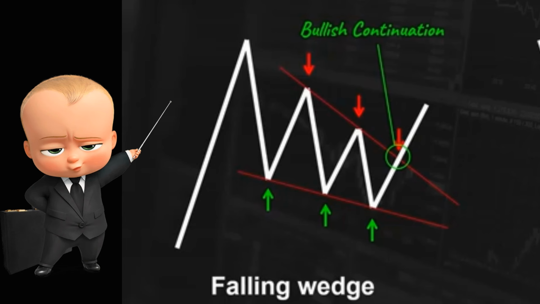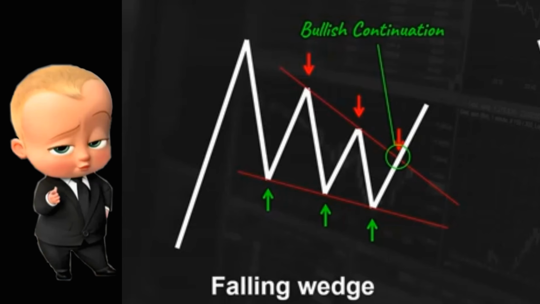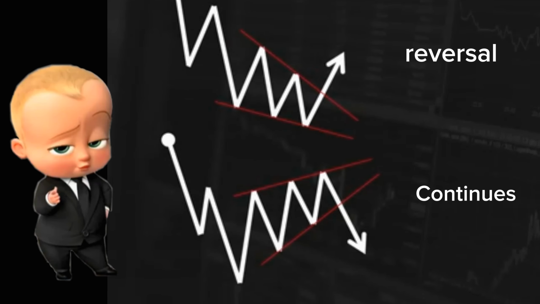The falling wedge can appear in 2 different market conditions. 1. As a reversal pattern. The pattern signals that sellers are losing momentum and buyers are preparing for a breakout. The breakout confirms a trend reversal, shifting from a downtrend to an uptrend.